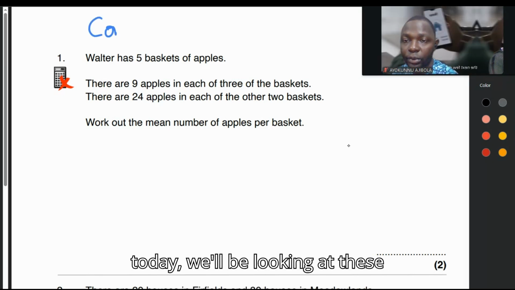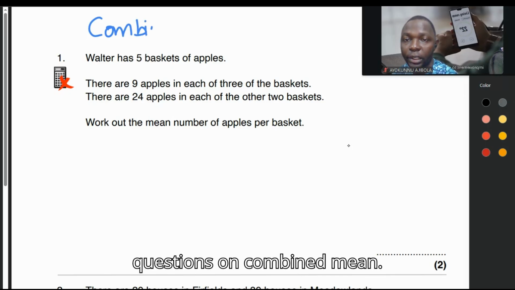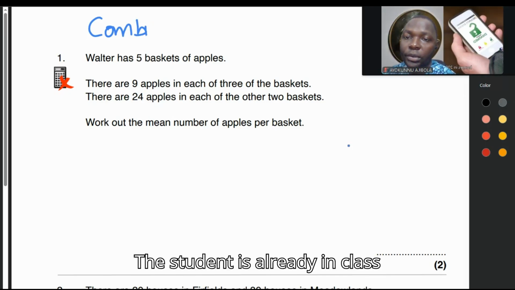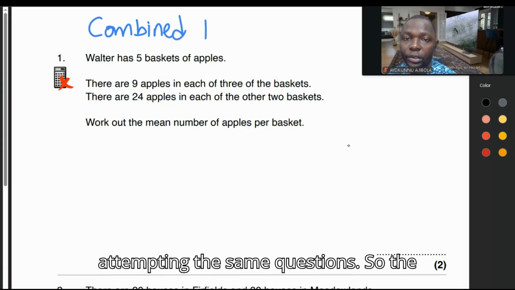We'll be looking at these questions on combined mean. My student is already in class attempting the same questions.